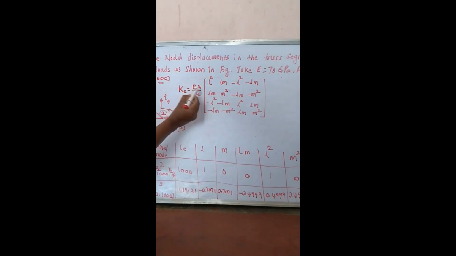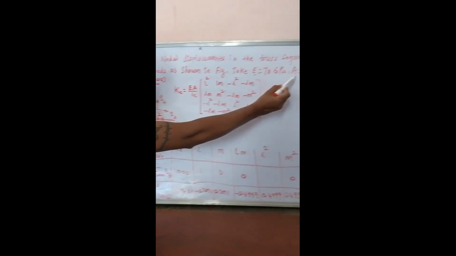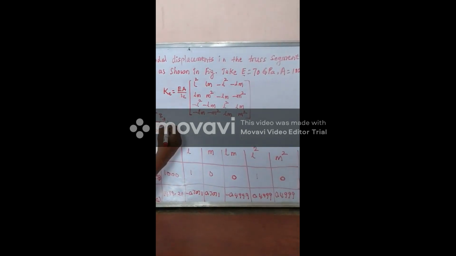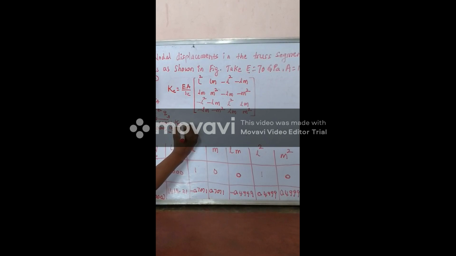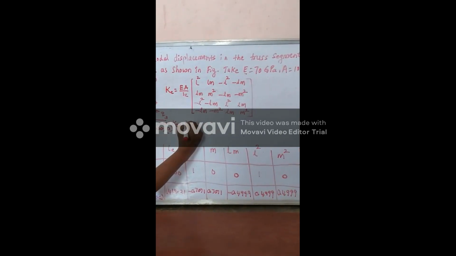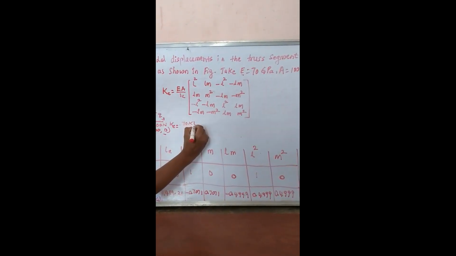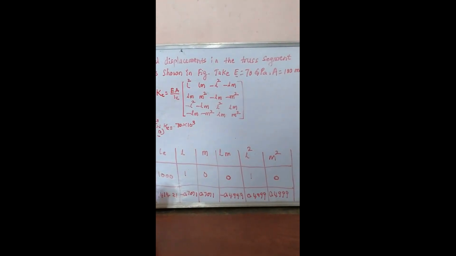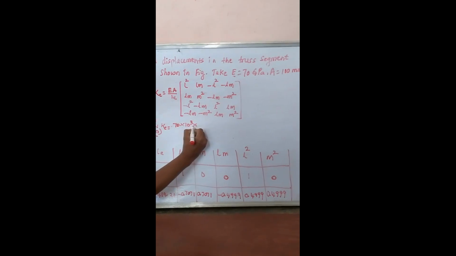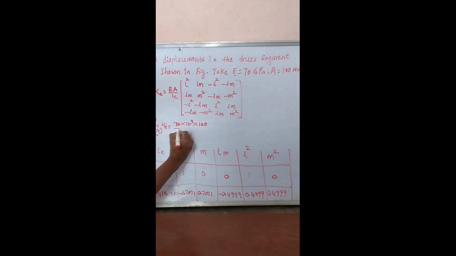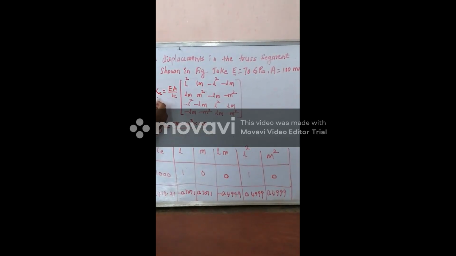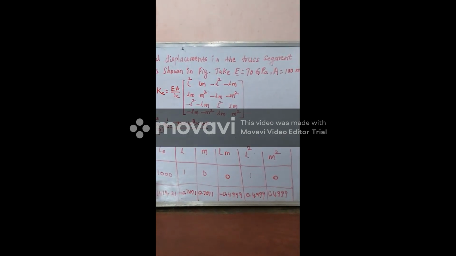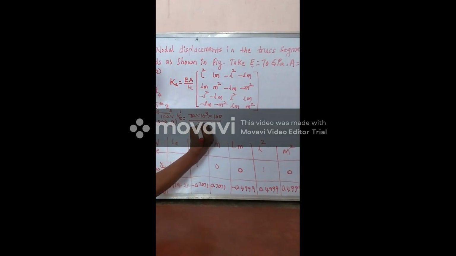We are given Young's modulus 70 GPa and area 100 mm square. So now the element stiffness matrix. E is 70 GPa, which I will convert into Newton per mm square: 70 into 10 power 3 Newton per mm square. Area is 100 mm square, divided by, for element 1, KE1, the length of the element, which is 1000 mm.